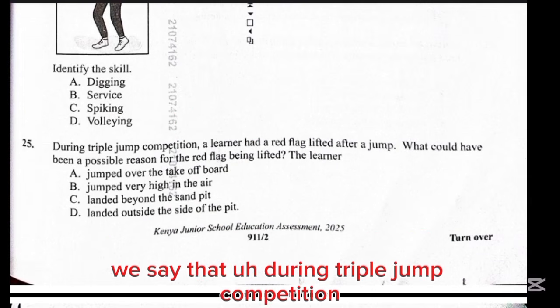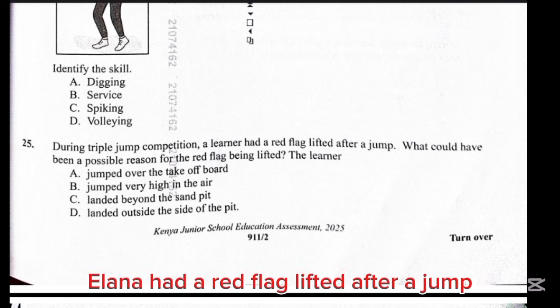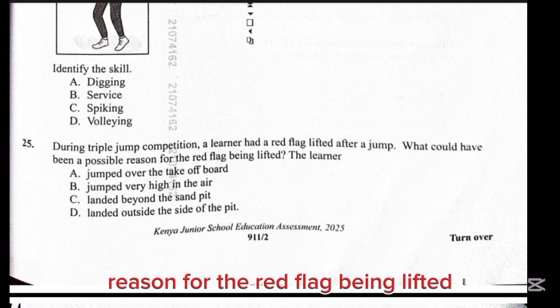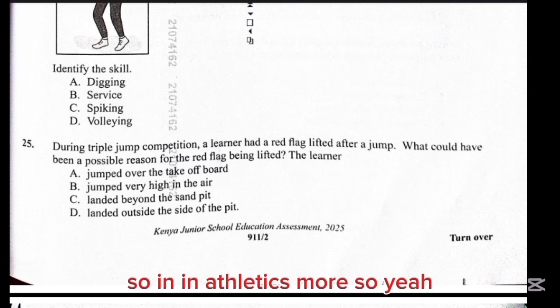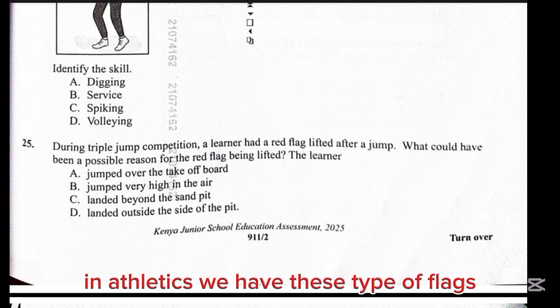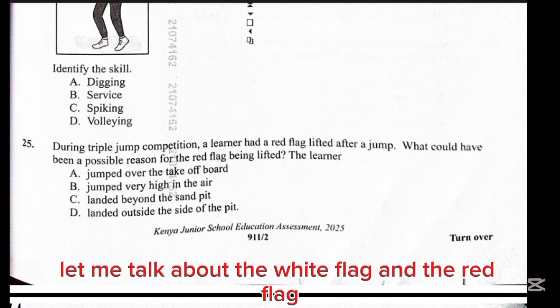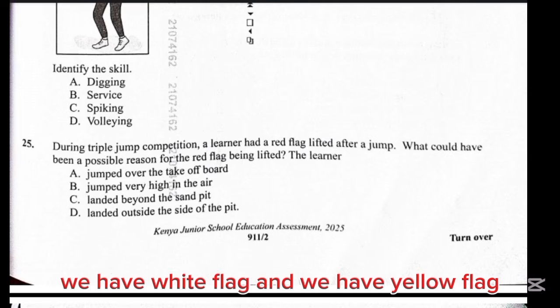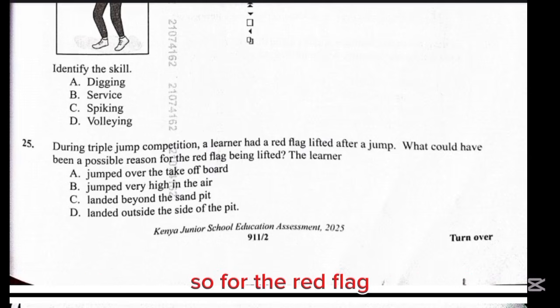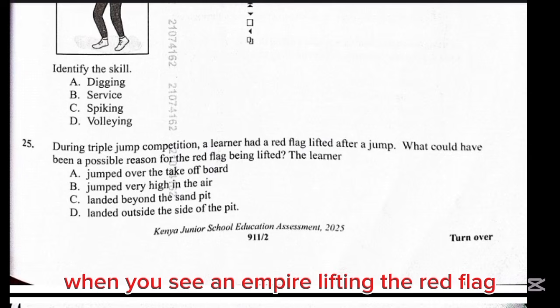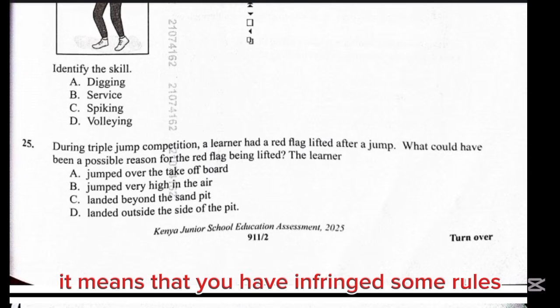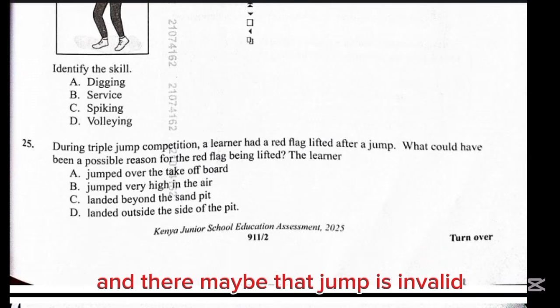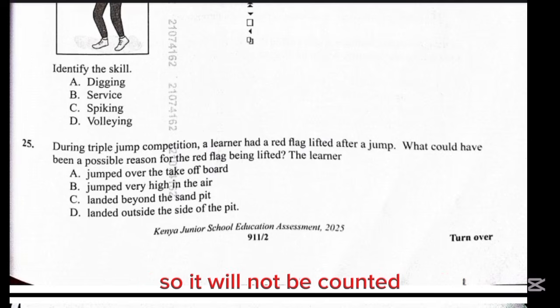Question number 25, we say that during a triple jump competition, a learner had a red flag lifted after a jump. What could have been a possible reason for the red flag being lifted? So in athletics, we have these types of flags. Let me talk about the white flag and the red flag. So we have the red flag, the white flag, and the yellow flag. For the red flag, when you see an umpire lifting the red flag, it means that you have infringed some rules, and maybe that jump is invalid, so it will not be counted.